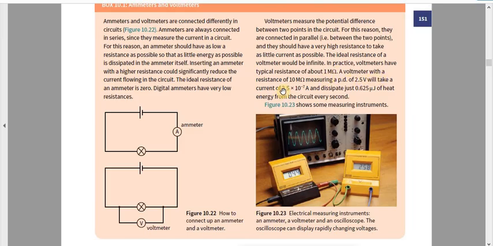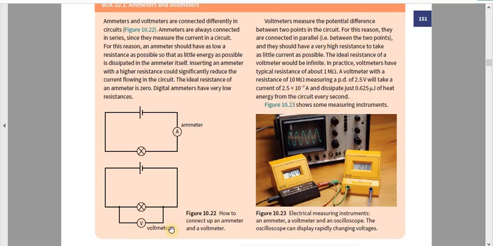A voltmeter with a resistance of 10 million ohms or 10 megaohms measuring a potential difference of 2.5 volts will take a current of 2.5 × 10^-7 amperes and dissipate just 0.625 microjoules of heat energy from the circuit every second. So for this last sentence, you can use the formula V = IR.